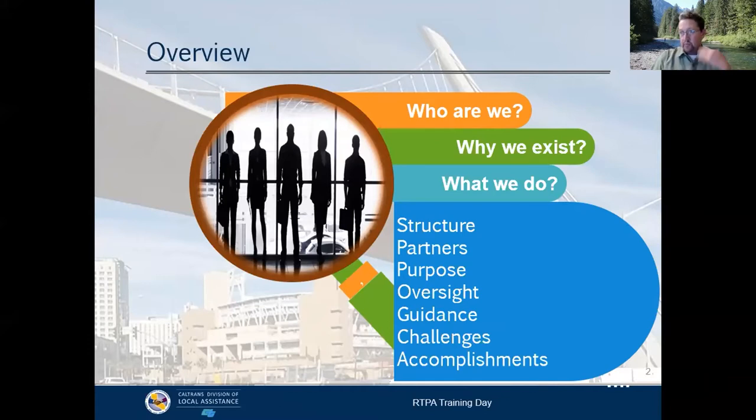to share with you in terms of providing this support role for the California Department of Transportation, as well as all of you local agencies and regional agencies across the state. So let's get to it.